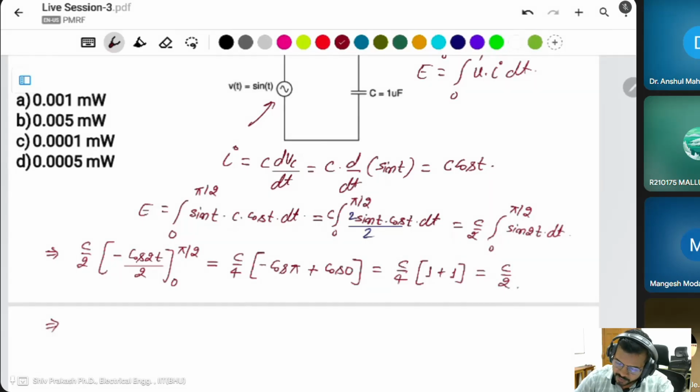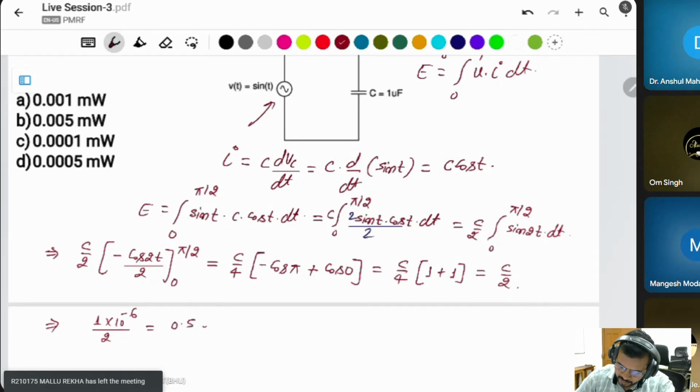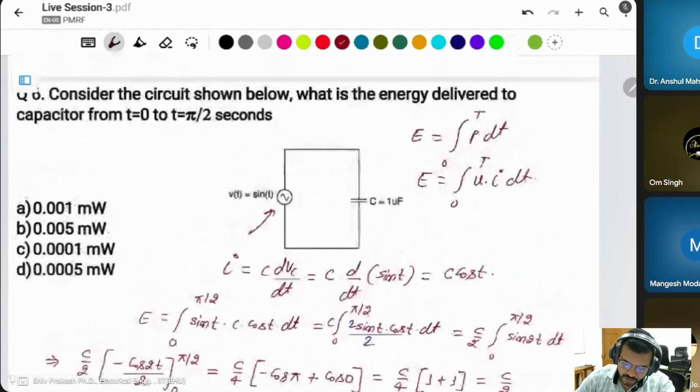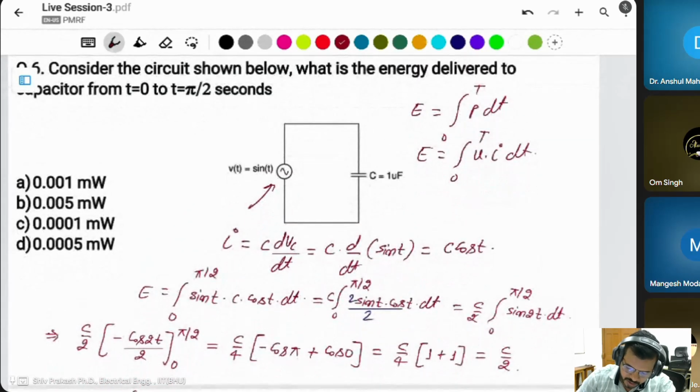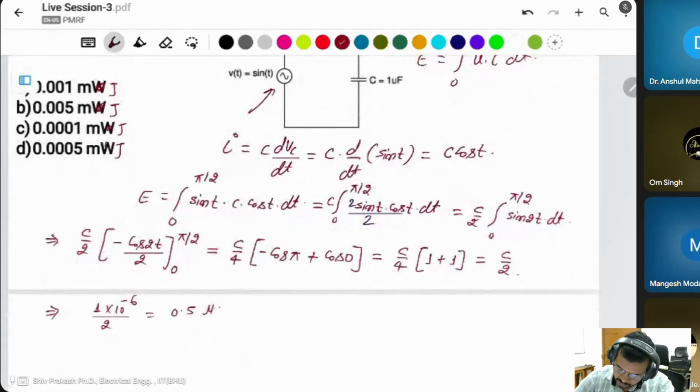But the value of C is 1 microfarad. This will be 1 into 10 to the power of minus 6 divided by 2, equal to 0.5 micro. This will not be watt, this will be joule. This is energy. Microjoule. There are no such options.